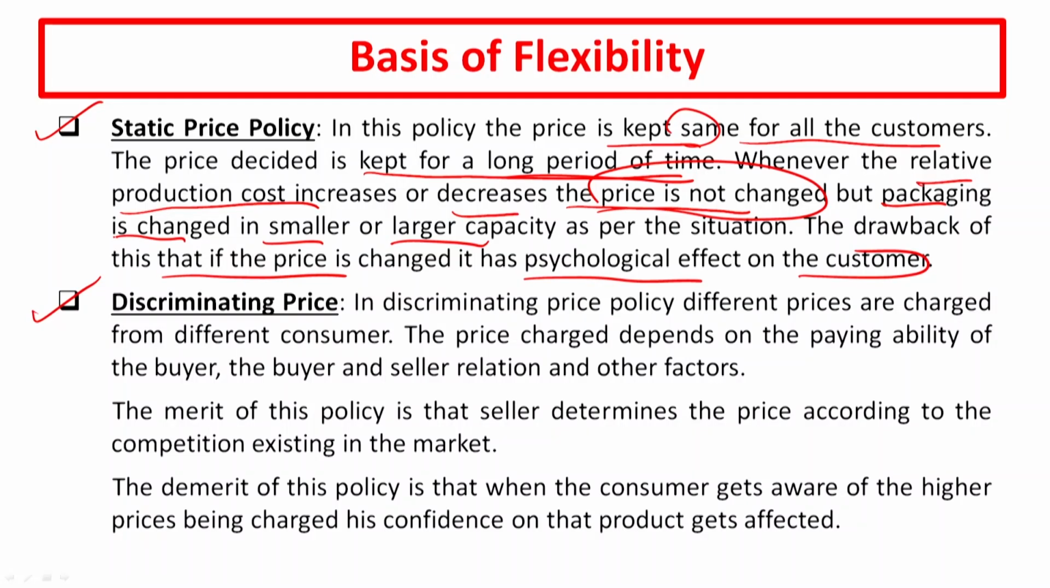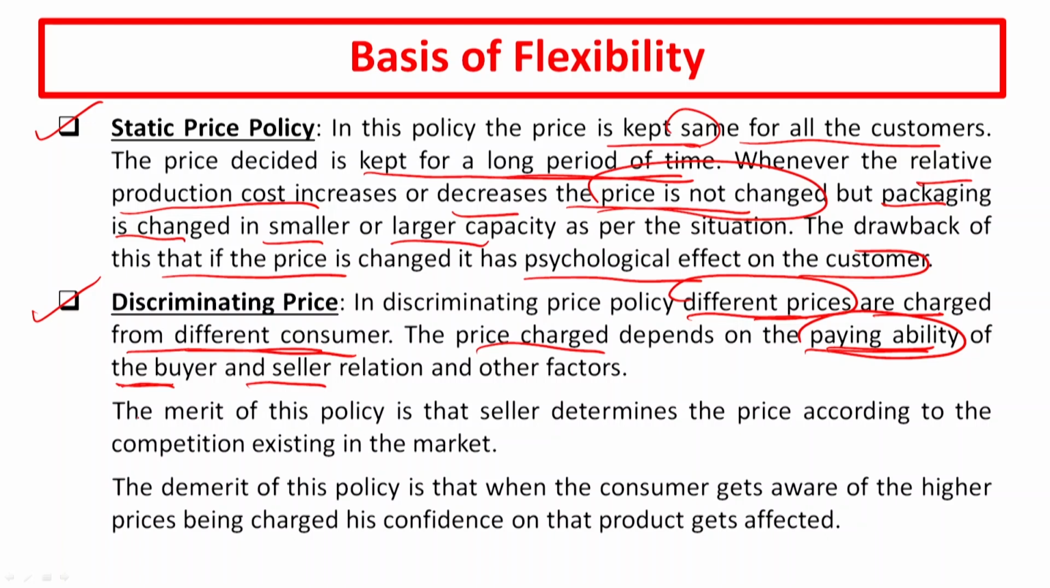On the flexibility basis, the second point is discriminating price. In discriminating price policy, different prices are charged from different consumers. In the static price policy, the price was fixed; in this, different prices are charged from different consumers. The price charged depends on the paying ability of the buyer, the buyer and seller relation, and other factors. The difference being, in discriminating price, different prices are charged as per demand and supply and market consideration, while in static price policy, the price was kept fixed.